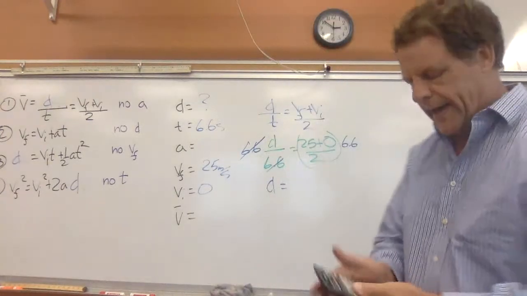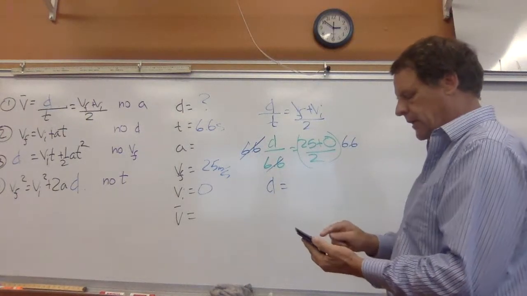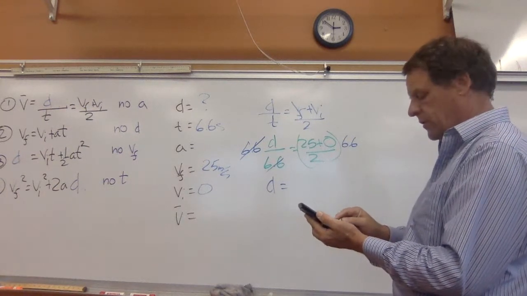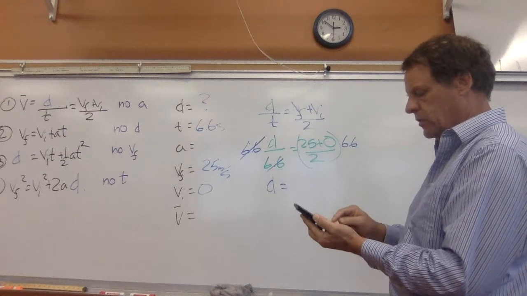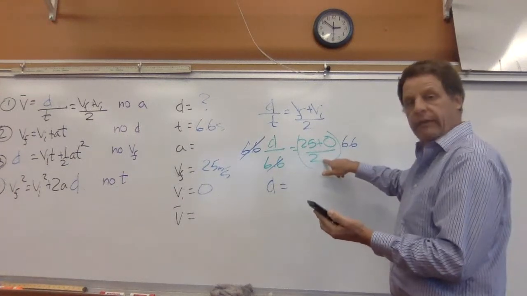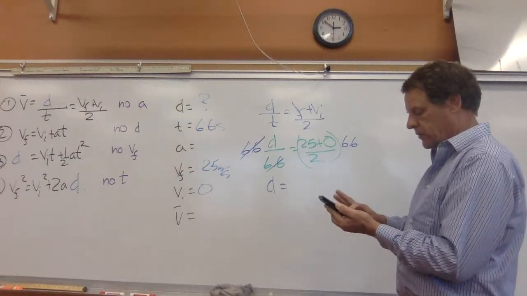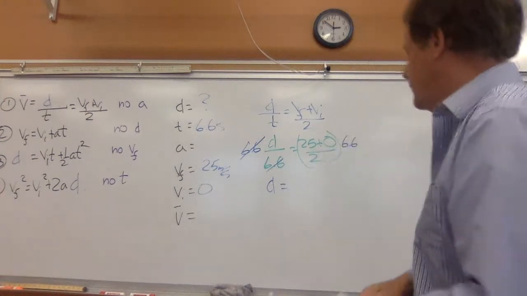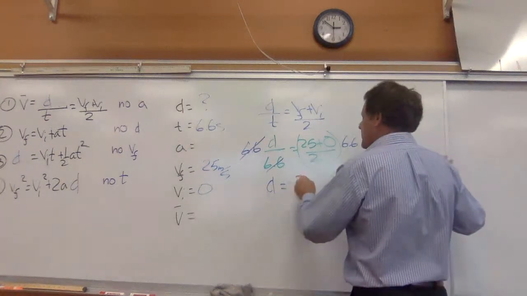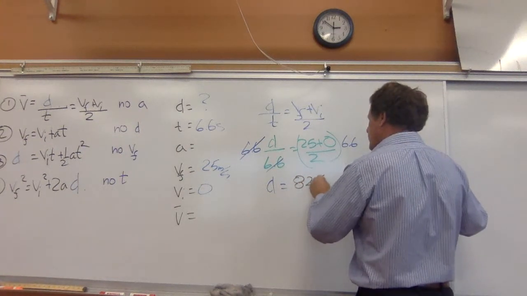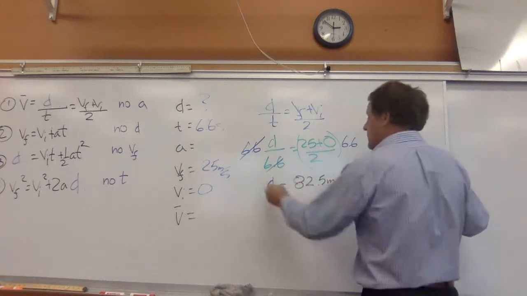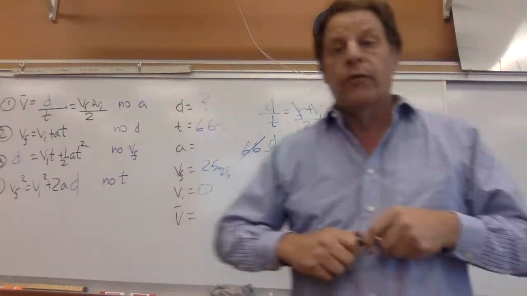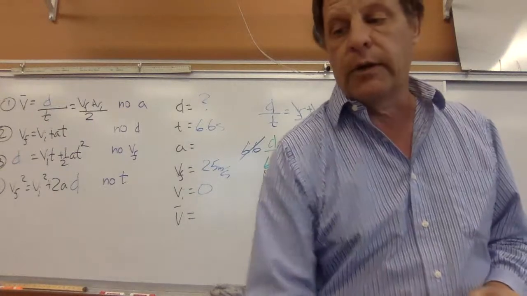And now we're going to have our distance. So we're going to have 25 plus 0 divided by 2. This is going to be 12.5 times 6.6, and we're going to have 82.5. So our distance here is 82.5 meters. All right. So that is the fourth example here.